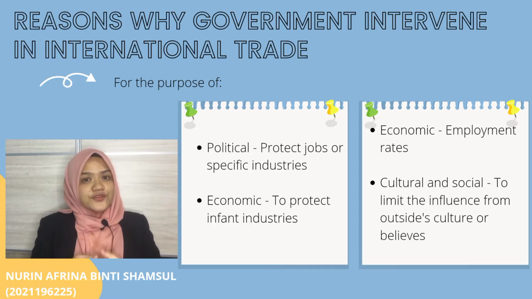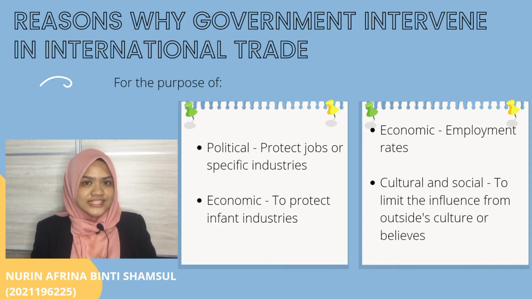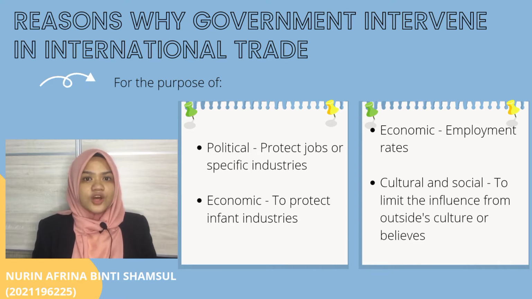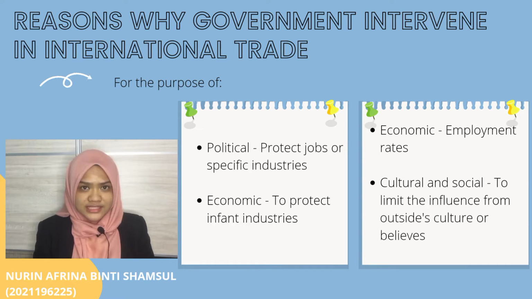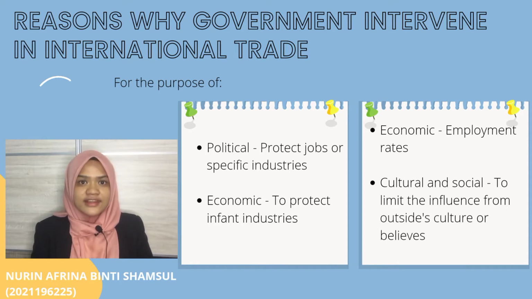Next, we move to the reason why political interference happens. It is because of four reasons, namely political, economic, social, and cultural. The first one is political reason. It is to protect jobs or specific industries for national security purposes like weapons, defense, and telecommunication, because they don't want advanced technologies information to be sold to unfriendly foreign states.